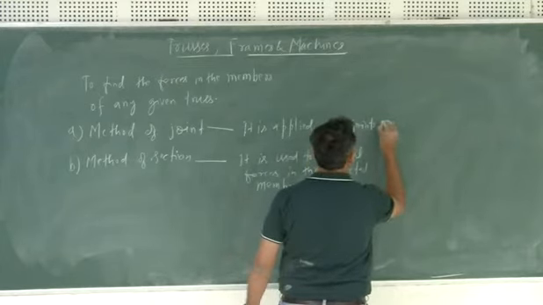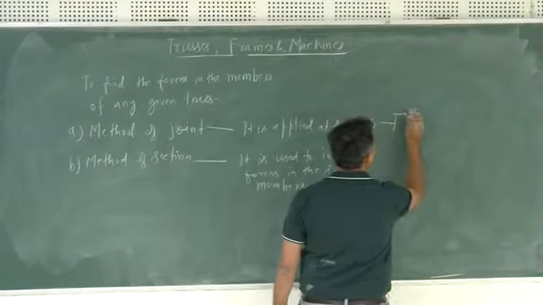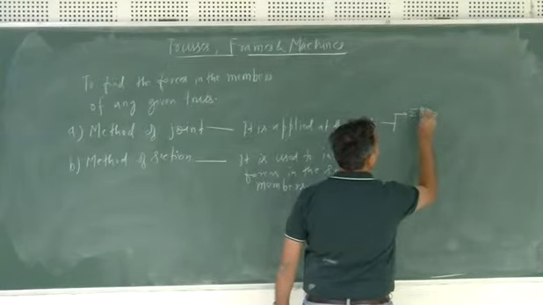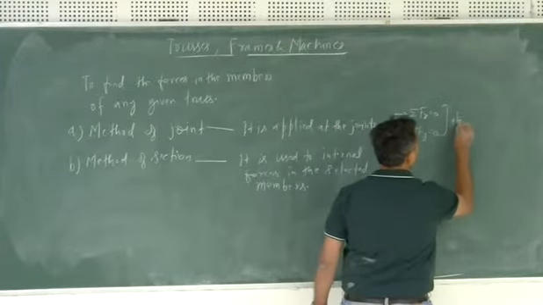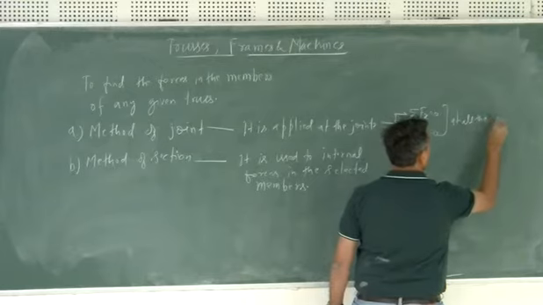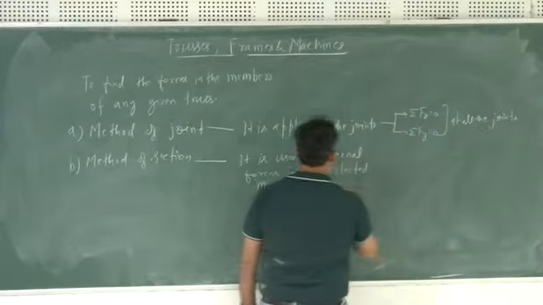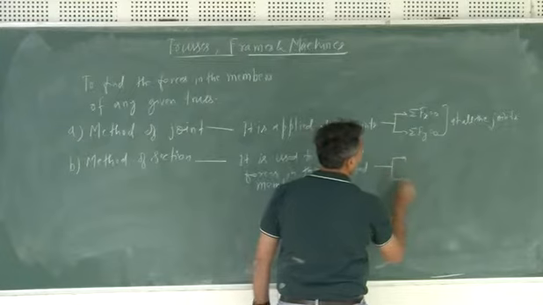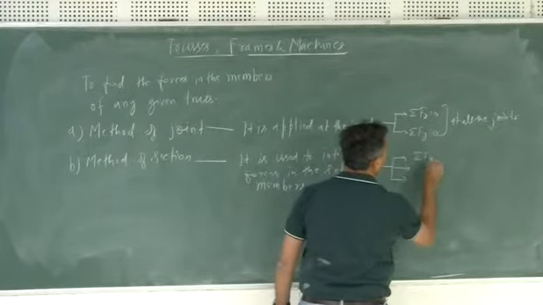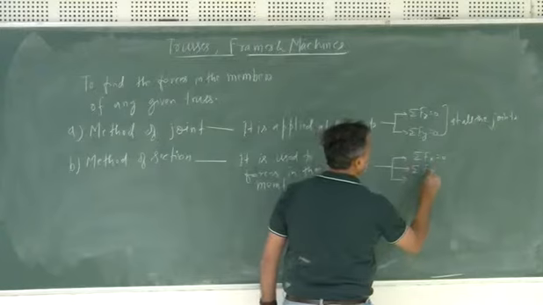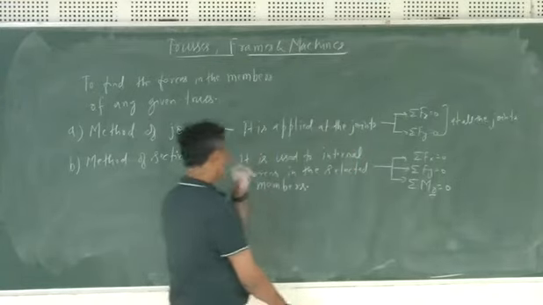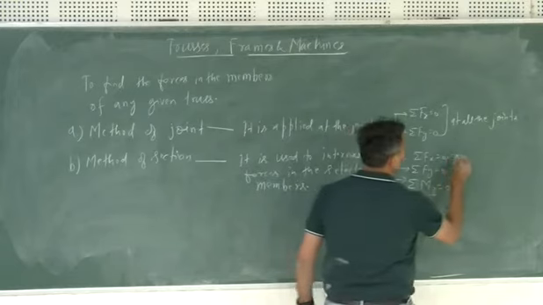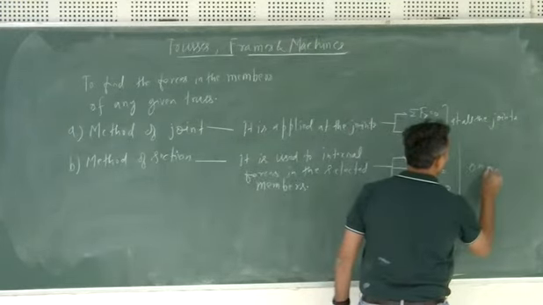In method of joint, summation of Fx is equal to 0 and summation of Fy is equal to 0 at all the joints. Okay. In method of section, we have three equations: summation of Fx is equal to 0, summation of Fy is equal to 0, and moment about the selected point.